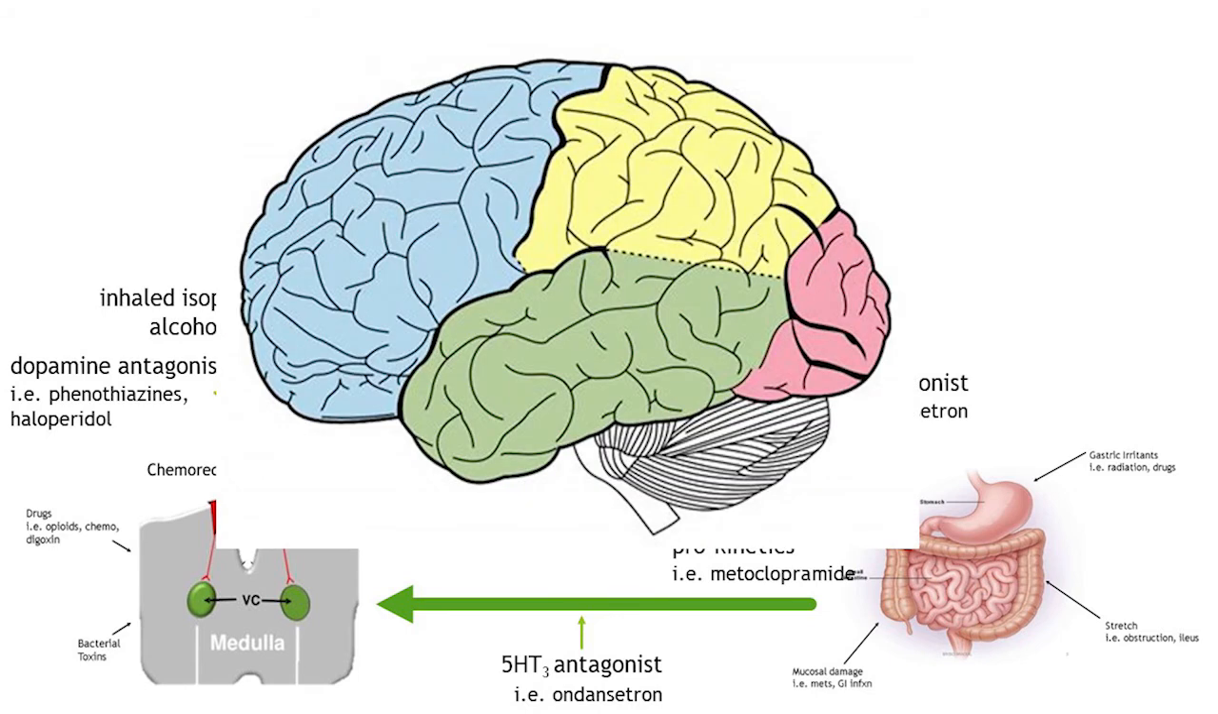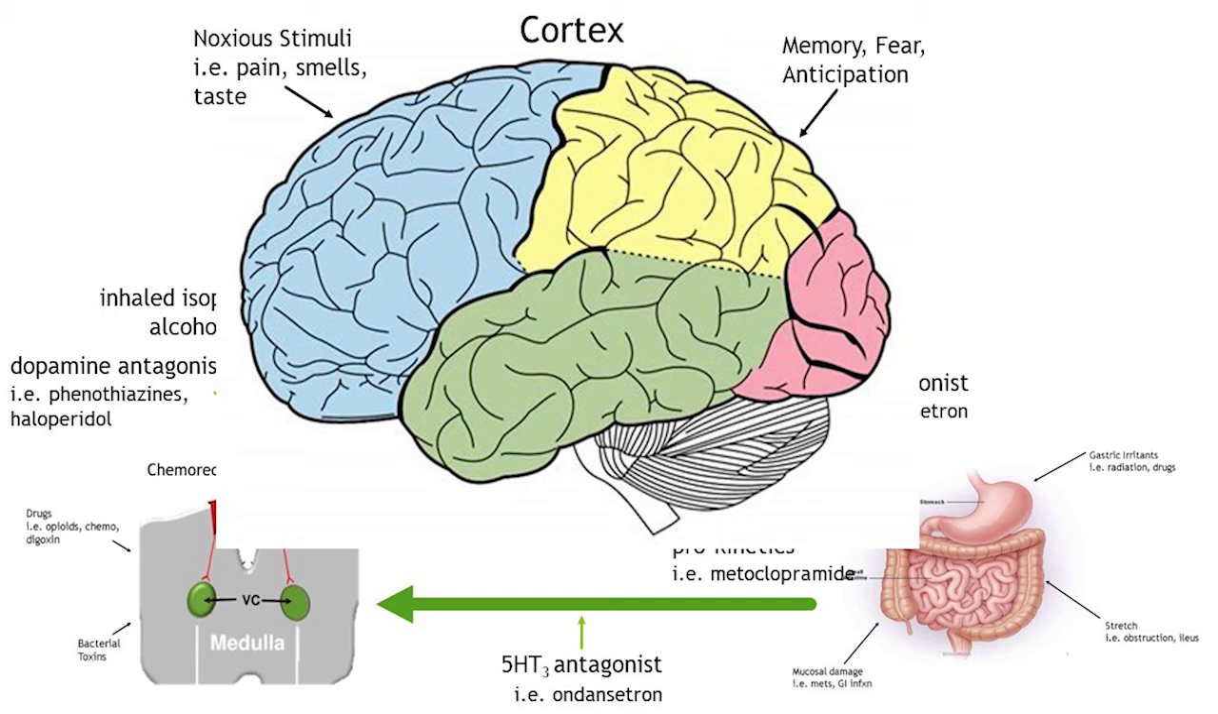The next mechanism is through the cortex, and the cortex can be stimulated to cause vomiting through various ways. One is nauseous stimuli like pain, smells, and taste. Additionally, you can have memories, fears, and anticipation, which leads to cortical stimuli. And then the more classic, what we think about, raised intracranial pressure and meningeal irritation.